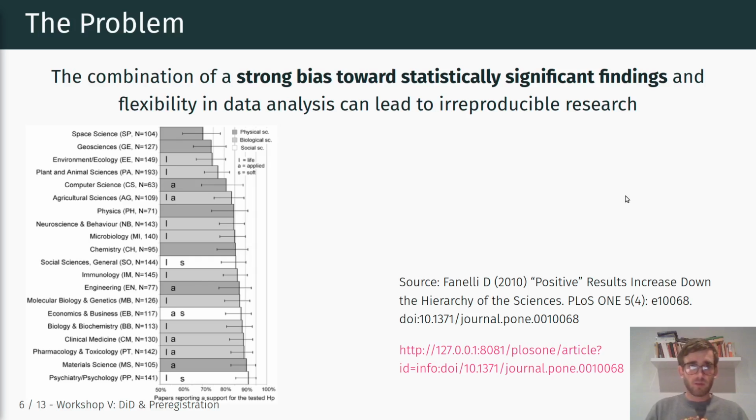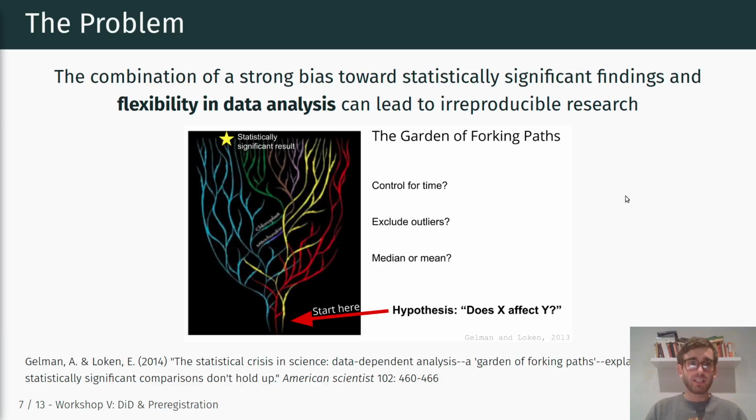The way these incentives can play out lies in the fact that we have a lot of flexibility in terms of how we can analyze our data. Okay, and one way to think about this is the so-called garden of forking paths, where you can think of any research project or any statistical investigation as having a starting point where you want to test some hypothesis of does some independent variable x affect an outcome variable of interest y, right?